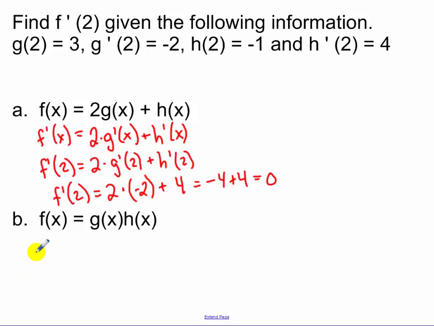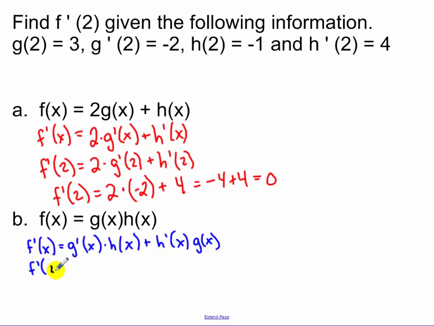Now for the second one, notice how this is one function times another function. So our derivative. And really you can do the product rule either way. Honestly, I do it backwards of what I have written in this presentation. I usually do derivative of the first, leave the second alone, plus derivative of the second, leaving the first alone. Really, that's the same thing as I had written.